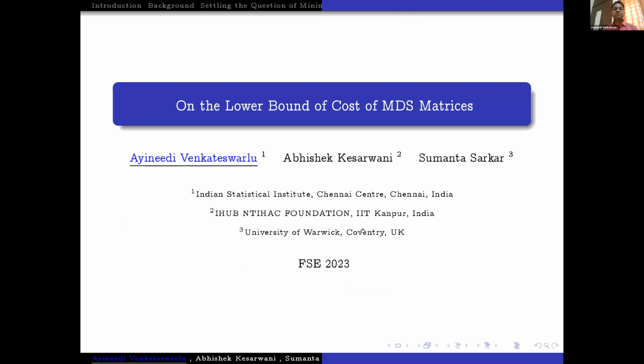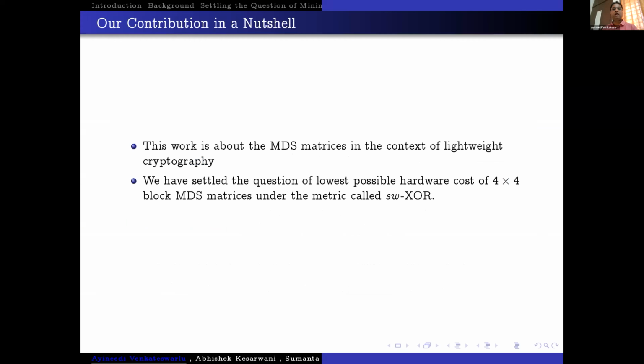Hi all, this is Ainid Venkateshwarlu. I will be presenting our paper on the lower bound of cost of MDS matrices. This is a joint work with Abhishek Kesarwani and Sumanta Sarkar. As you can see from the title, this is about MDS matrices in the context of lightweight cryptography. In this work, we established the lower bound on the cost of 4x4 block MDS matrices under the metric called SWXOR, or sequential XOR based on words.